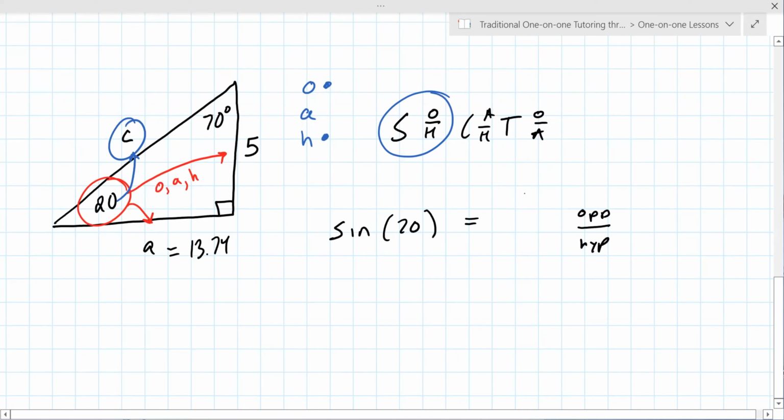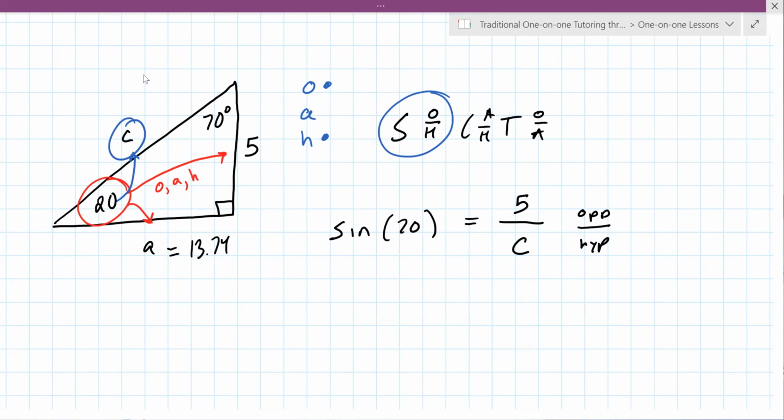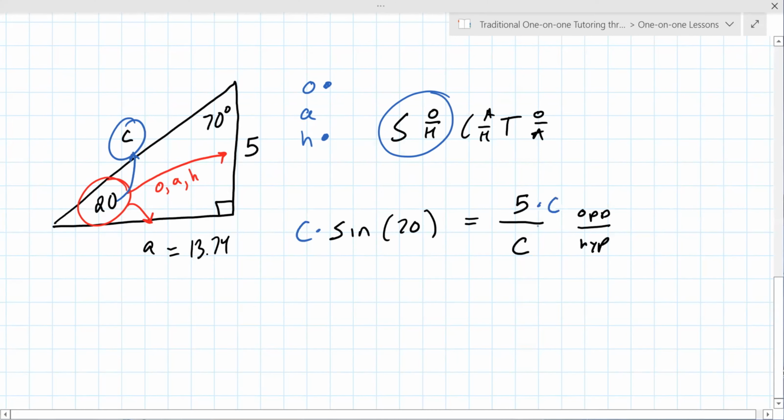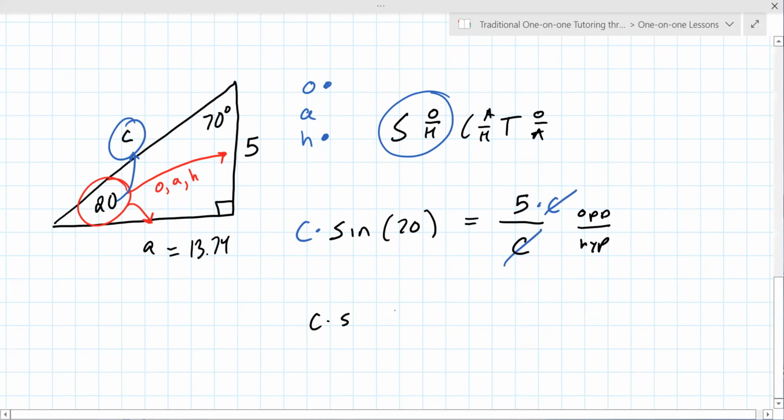So the opposite is 5. It's always a fraction over c. Just like in the last problem, you have to get the variable out of the denominator. So to do that, you multiply both sides by c. And then you divide by sine of 20 on both sides.